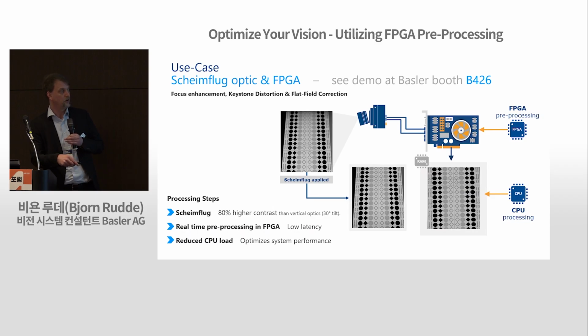So the 80% higher contrast, that's based on the optics. But then you have the real-time pre-processing in the FPGA, correcting the perspective problem of this one to a very nice image for the further processing. So it's targeting for reducing the CPU load by using the FPGA again inside of the frame grabber.